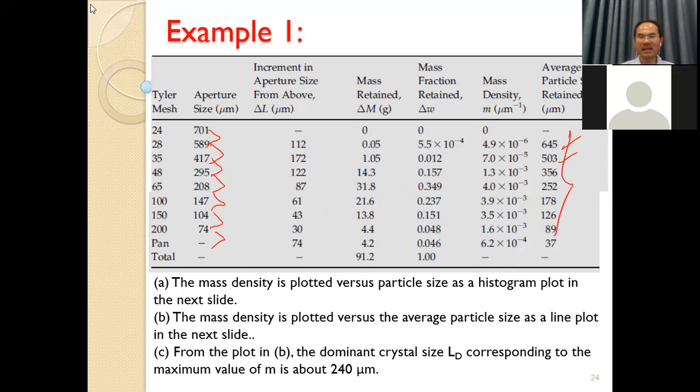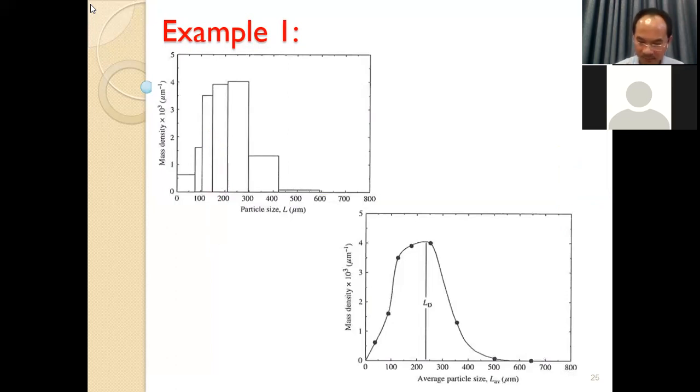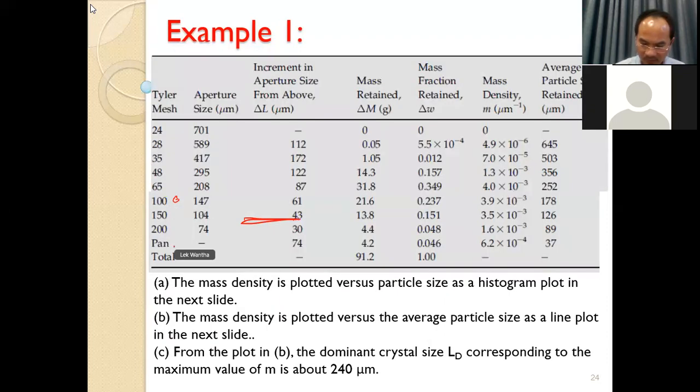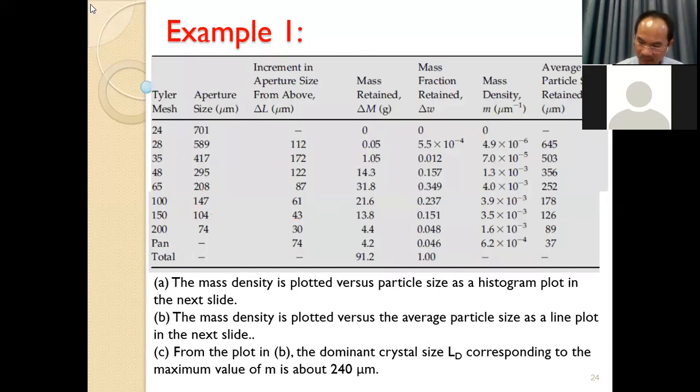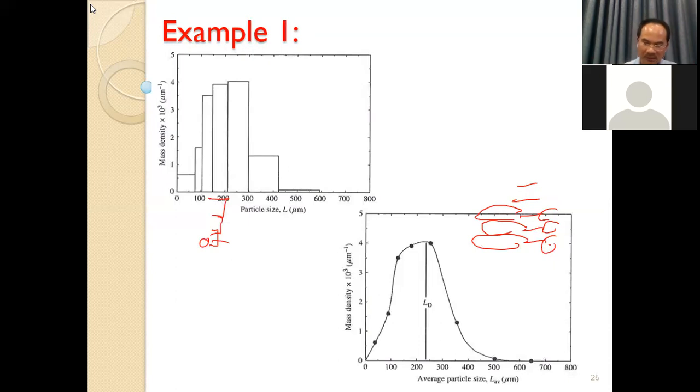First, you plot the particle size against M. For that case, the particle size ranges from 0 to 44, 74, 104, and so on. For the range between 0 and 74, this is the value, and we plot this as a step. This should be plotted at the average, giving this curve. You get the size distribution.